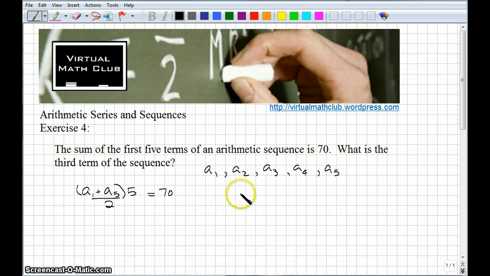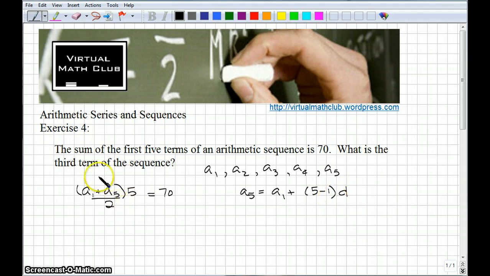Well, we know that A5 would be equal to A1 plus n minus 1. So that's 5 minus 1 times the common difference, D. Okay? So that looks like we got a lot of letters here. We've got A1, A5, A1, A5, and we have D. But let's see what we can do with that.